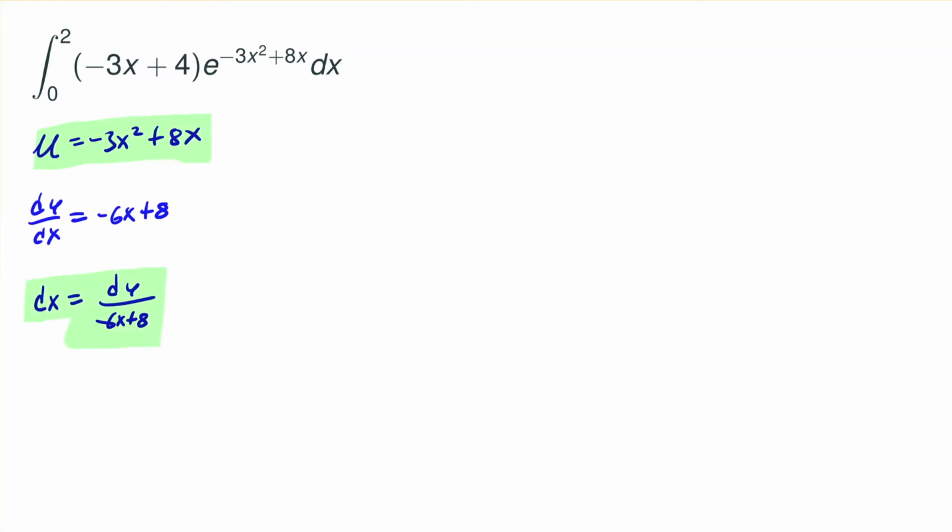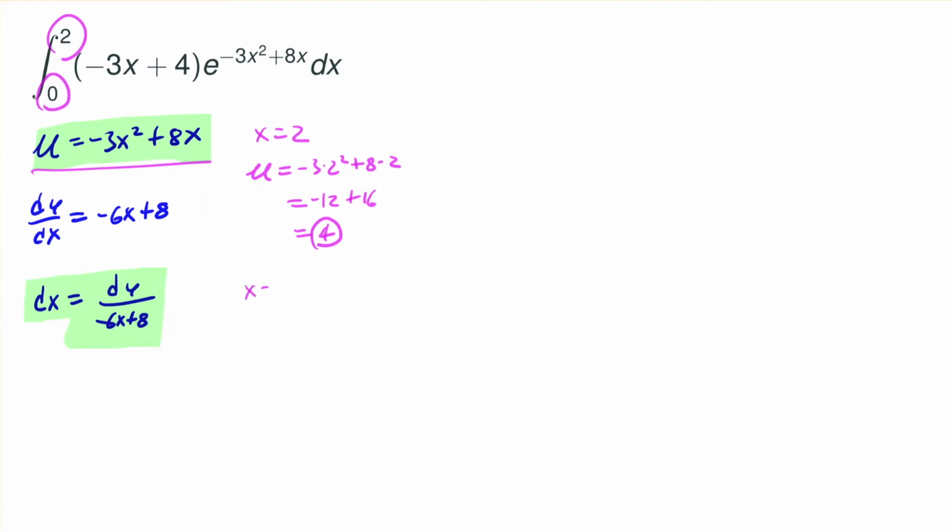But also we need to change the bounds. The bounds of 0 and 2 are in terms of x. So when x is 2, what is u? Plug 2 in here: negative 3 times 2 squared plus 8 times 2. This is negative 12 plus 16, which gives us 4. So now 4 is the new upper bound. Let's keep that in mind.